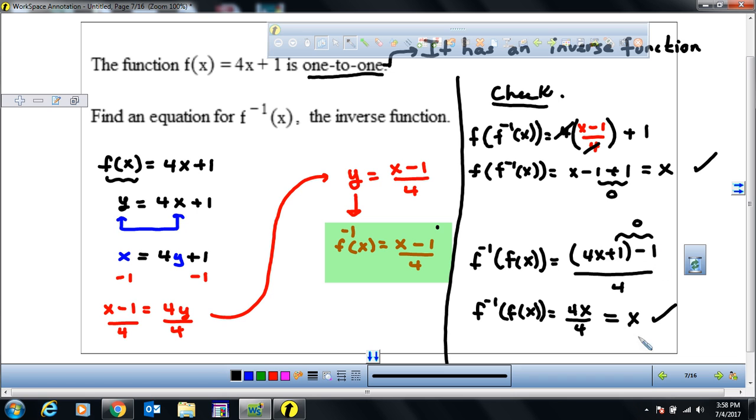This is a way of checking if your inverse is correct. You need to do f of g and g of f, the composition: substitute the inverse inside of f of x, and substitute f of x inside of the inverse, and both must equal x in order for that inverse to be correct.